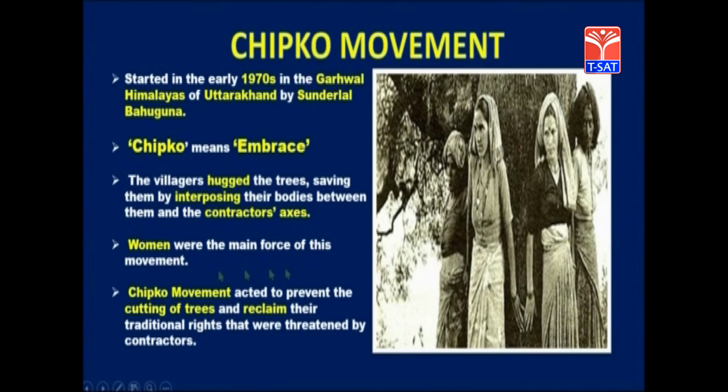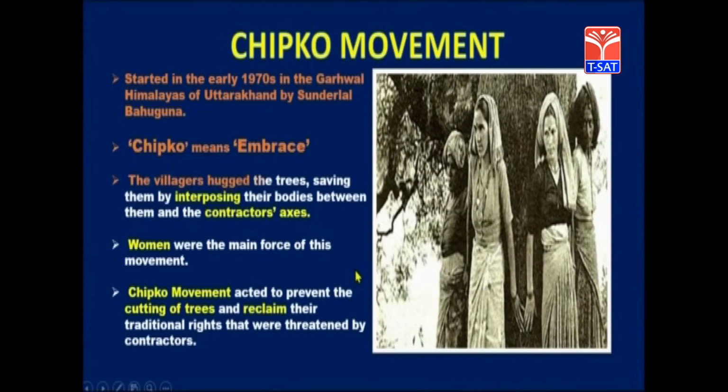Women were the main force of this movement. The Chipko movement acted to prevent the cutting of trees and reclaim their traditional rights that were threatened by contractors. So trees have a traditional value for these people. Women surrounded the trees to protect them from being cut. They were interposing their bodies between the tree and the access of the contractors. So these women were protecting the trees from being cut down. This is known as the Chipko movement. What is the meaning of Chipko? Chipko means embrace. Embrace means hug.